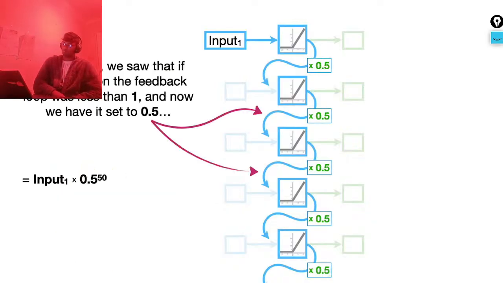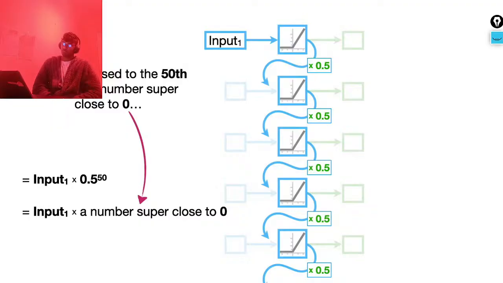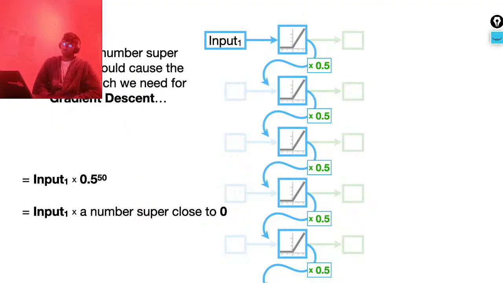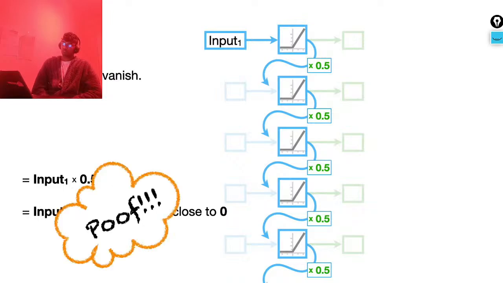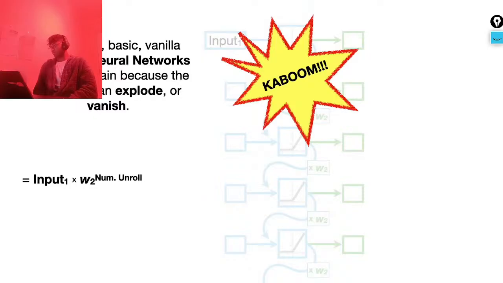Kaboom! Alternatively, we saw that if the weight on the feedback loop was less than 1, and now we have it set to 0.5, then we'll end up multiplying the input value by 0.5 raised to the 50th power. And 0.5 raised to the 50th power is a number super close to 0. And this number, super close to 0, would cause the gradient, which we need for gradient descent, to vanish. Poof. In summary, basic, vanilla recurrent neural networks are hard to train because the gradients can explode, kaboom, or vanish.